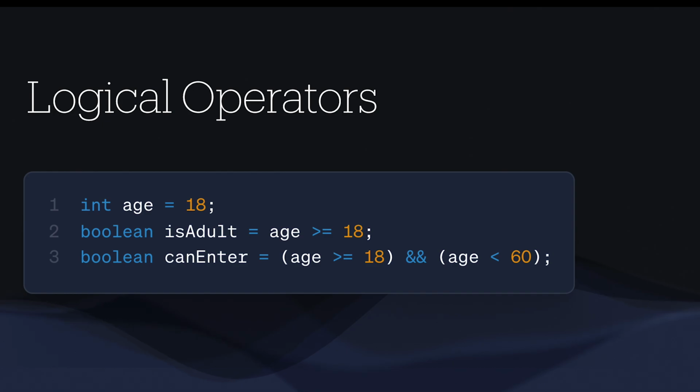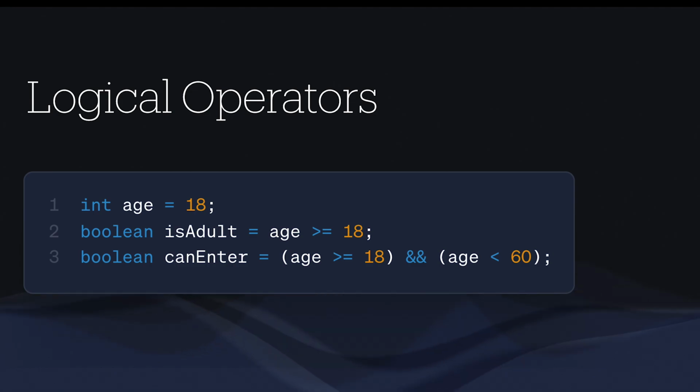We see our int age variable again. The first two lines are the same as before, but now we see another variable here, canEnter. So say their age has to be between 18 and 59 in order to enter. So we can assign canEnter to age is greater than or equal to 18 and age is less than 60. You'll notice we put some parentheses around each of these expressions. While you aren't technically required to do this, it does make it a lot easier to read since we can see each individual expression clearly.